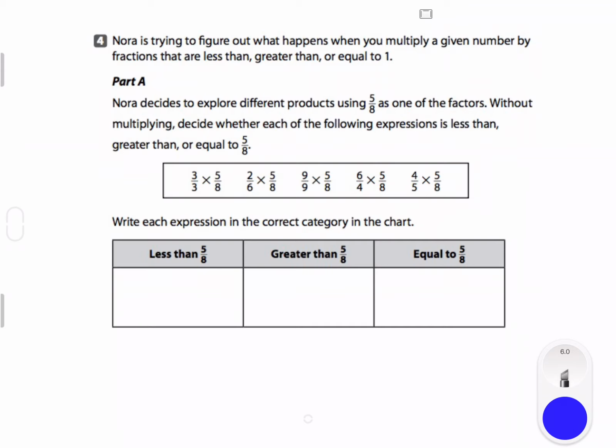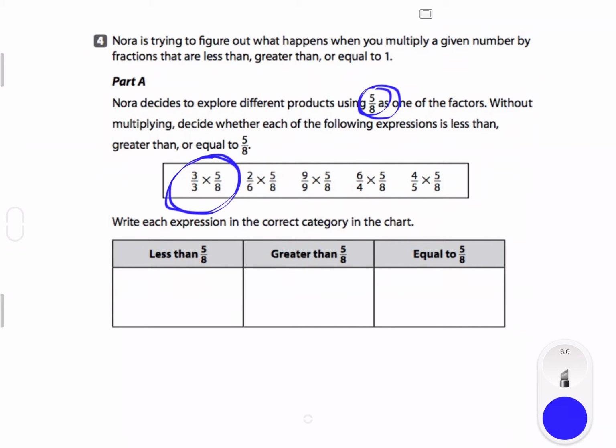So this is asking us to use what we've already figured out doing the first three questions and to be able to make a decision about how big the answer is going to be without actually doing the work. So let's take this expression first. That's 5/8. That's going to be our base factor here. We're going to use 5/8 every time.